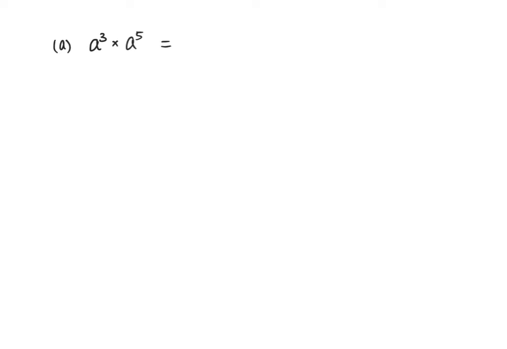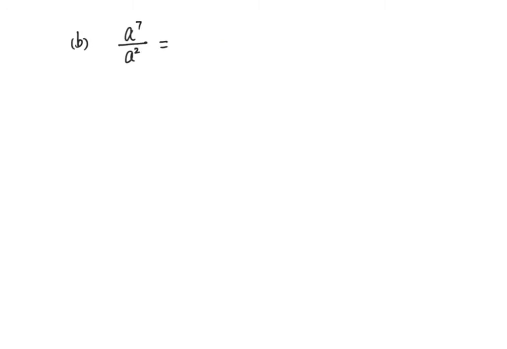We just need to apply this law of indices: a to the power m times a to the power n, so we get a to the power m plus n. So you can just write down a to the power 3 plus 5. So you get the final answer, a to the power 8. That's it. Now, let's see the second example.